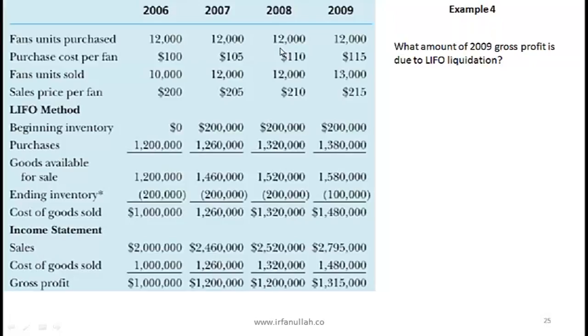So the quick context is we have a company that buys fans and then sells fans, okay, and what we are told is, they use LIFO, and between 2006 to 2008 they purchased 12,000 units. In 2006 that's the unit cost. In 2006 they only sold 10,000. So what's their safety stock at the end of 2006?